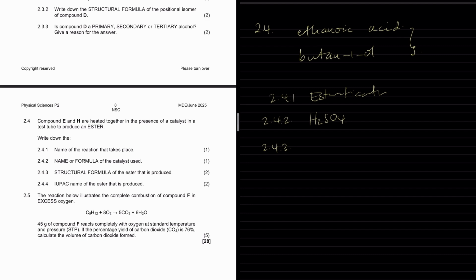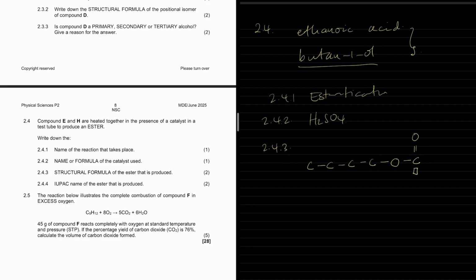2.4.3, what is the structural formula of the ester that is produced? When you're drawing an ester and you've been given the reactants, first use the alcohol. So butan-1-ol, we're going to have 1, 2, 3, 4. Then after this carbon, you're going to add the COO bonds. So an O, then a C, then an O. That's what we're looking for.